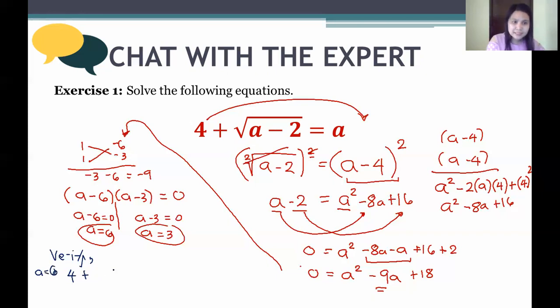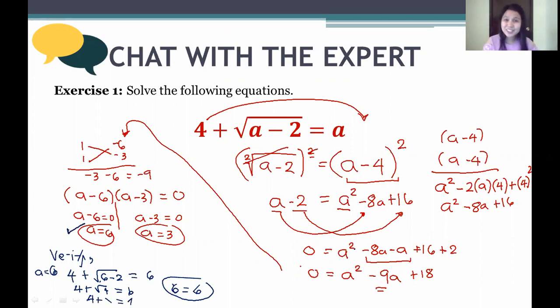4 plus the square root of 6 minus 2 equals 6. 6 minus 2 is 4, and the square root of 4 is 2, right? So 4 plus 2 is 6. 6 is equal to 6. Therefore, the first one is a solution.